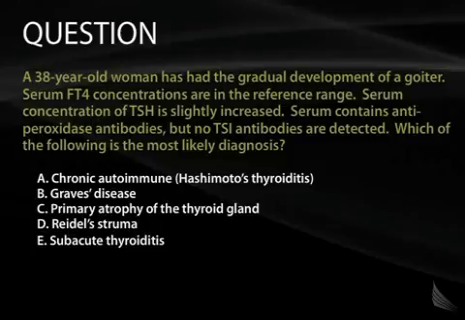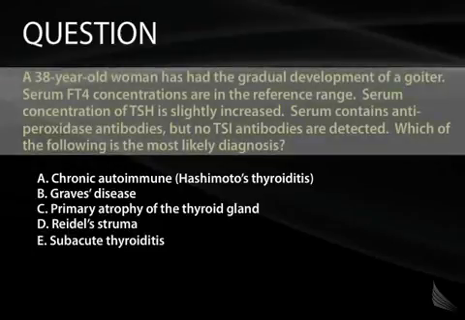So a quick question to again reiterate some concepts. This is a 38-year-old woman who has a gradual development of a goiter. In this situation, the serum free T4 is in the reference range, but the serum TSH concentration is slightly increased. And this question goes on to tell you that the serum contains anti-peroxidase antibodies, but no TSI antibodies. So what is the diagnosis in this case?